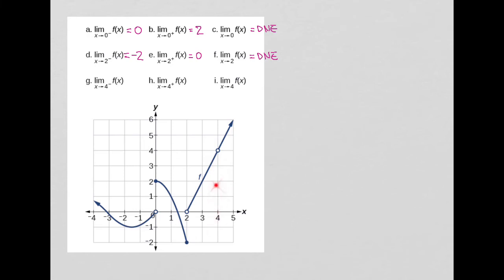Next one, when x approaches 4 from the left, x equals 4 is right here. From the left means on the left-hand side of this graph. As I get closer and closer to 4 on the left, your y value is getting closer and closer to 4. And when my x is getting closer and closer to 4 from the right, my y value is getting closer and closer to 4 as well. Therefore, the limit as x approaches 4 equals 4 because the right-hand side and left-hand side limits are the same.